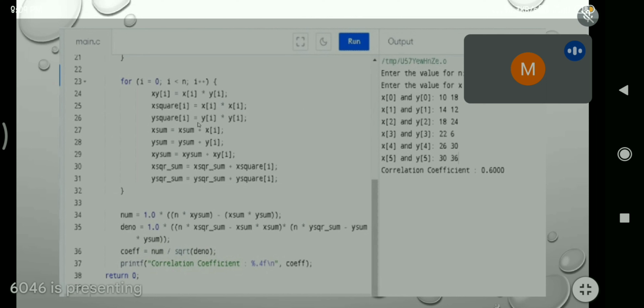and thus we got our output as 0.600, which is the same as we got in the mathematical expressions.